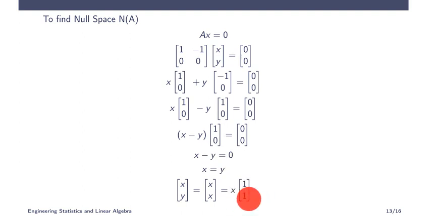That is the answer. Null space is the linear combination of [1 1], which means it may be [1 1], [2 2], [3 3], [4 4], [0.5 0.5], [0.6 0.6], [minus 100 minus 100], any value. So whatever x takes, that much times [1 1]. So all the points which follow this equation become the null space of A.